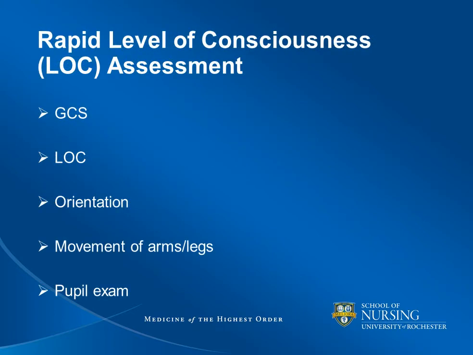There are two types of level of consciousness assessments, rapid and complete. The rapid assessment is based on emergent needs and the deterioration of the patient. It includes the Glasgow Coma Scale, level of consciousness, orientation to person, place, and time, movement of arms and legs, and pupil size with reaction to light.